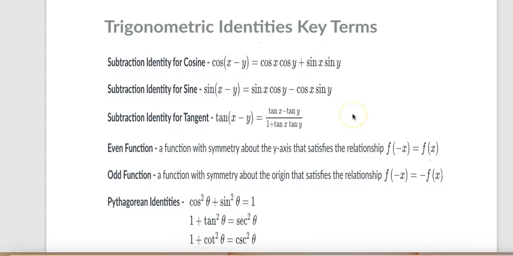These are known as subtraction identity. So we have subtraction identity for cosine. It is cosine of x minus y is equal to cosine x cosine y plus sine x sine y. And for sine, it is sine x minus y is what? Sine x cosine y minus cosine x sine y. And similarly, we have for tangent x minus y is what? Tangent x minus tangent y over 1 plus tangent x tangent y.